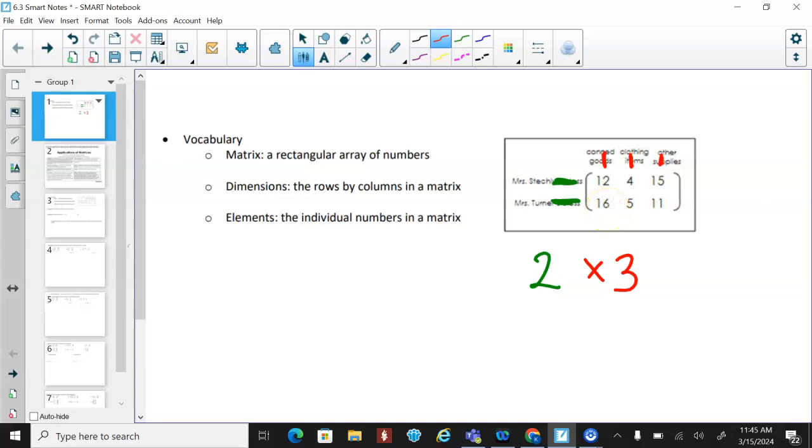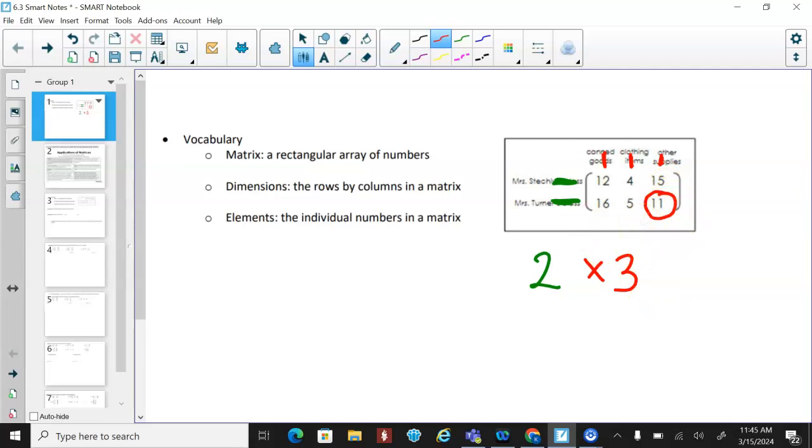Okay, now elements represent the individual numbers of a matrix. So what do I mean by that? I'm going to talk about it in just a second, but the element would be, let's just say, the number 11. It's in my second row and the third column.